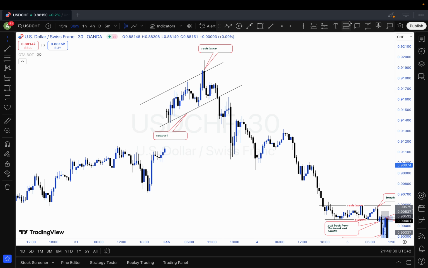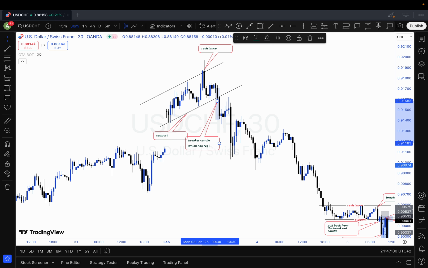If we were to be on 1 hour time frame, these two candles are going to be the same thing, right? So let's say this is my 1 hour time frame candle, which is my breaker candle. It comes with a lot of volume and FVG is inside. So we have my breaker candle, which has FVG. You know the meaning of FVG? Fair value gap.